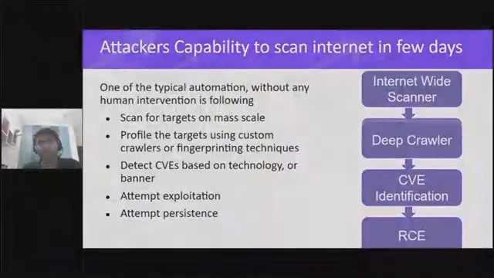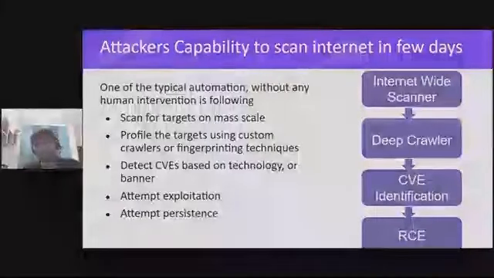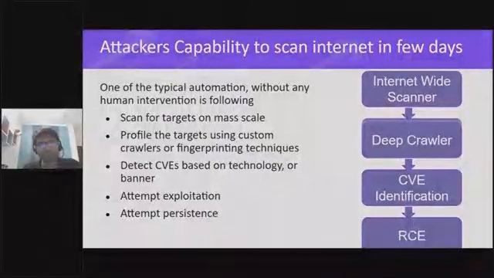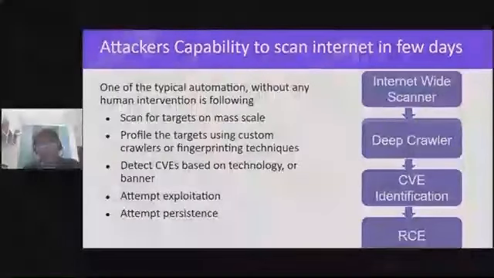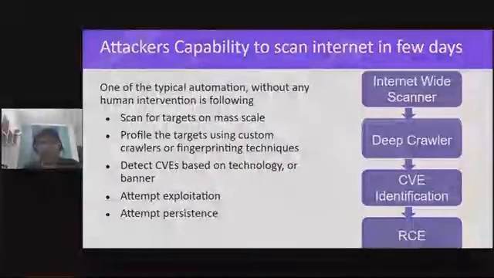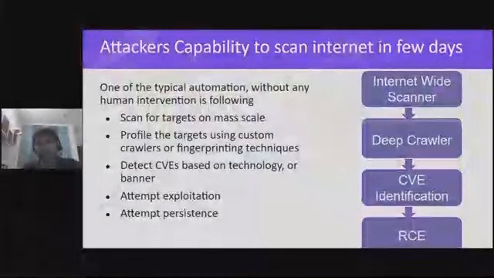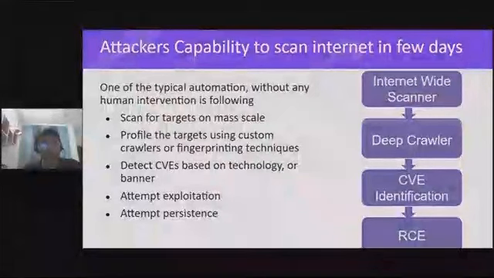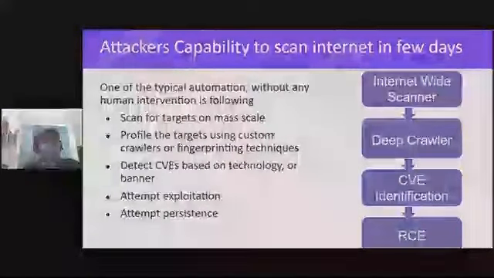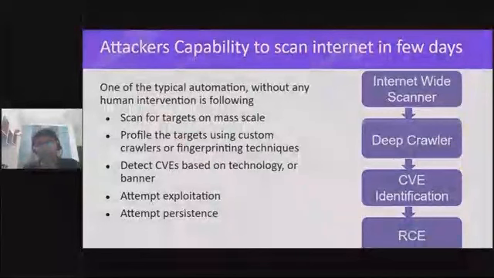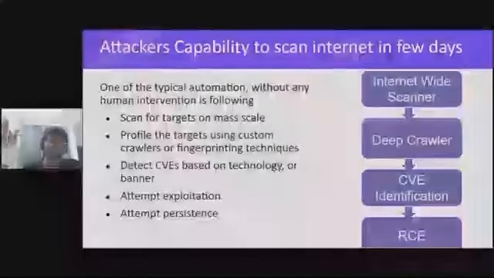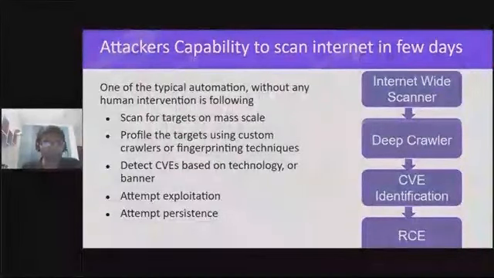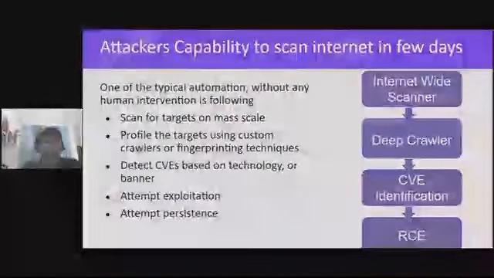In fact, what attackers do nowadays is maintain this database, pre-indexed. They keep crawling and maintain this database in big data solutions, so that whenever a vulnerability comes up, they can just search it and find a potential target. So the first step is an internet-wide scan, indexed into the database so that you can search later.